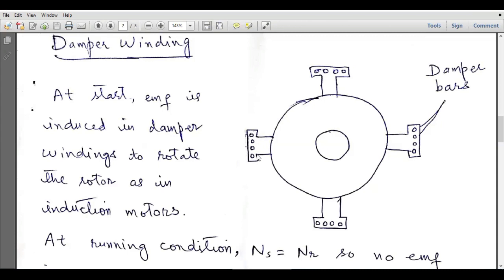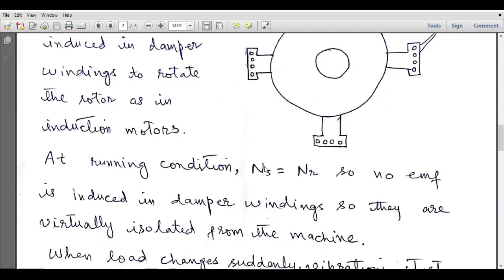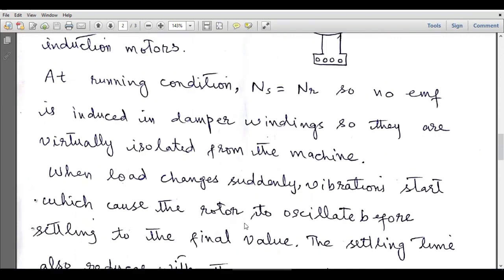So these damper windings are very useful. They are used to start the synchronous machine from rest, or to produce the starting torque in the synchronous machine, and they are used to reduce the oscillation whenever a disturbance is produced or whenever a load changes across the synchronous machine. So at start, EMF is induced in the damper windings to rotate the rotor as in induction motors. At running condition, synchronous speed is equal to the rotor speed, so no EMF is induced in the damper winding, so they are virtually isolated from the machine.